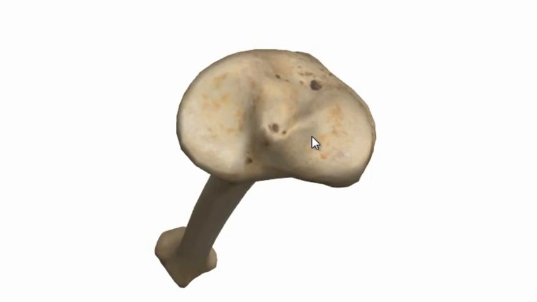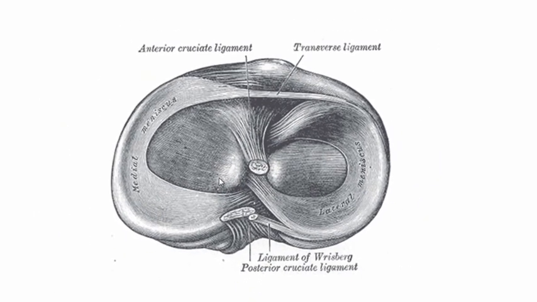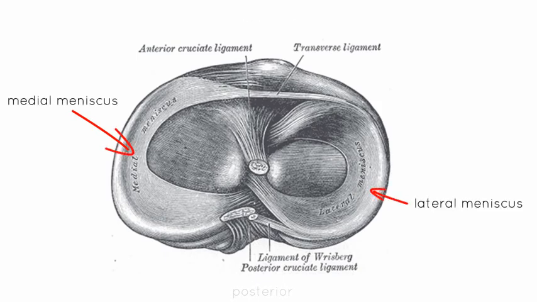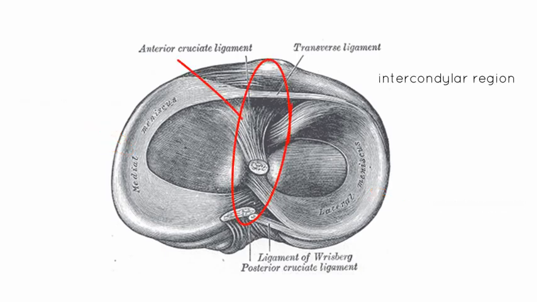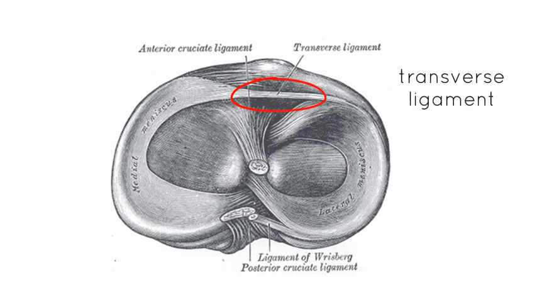I'll switch over to another diagram. We're looking at the exact same view. We're looking superiorly at the tibia, at the tibial plateau, and this is anterior up here, posterior down this side. You can see these crescent-shaped menisci. You've got a medial meniscus and a lateral meniscus, and you can see how they attach in this central intercondylar region. You've also got the anterior cruciate and posterior cruciate ligaments attaching in this intercondylar region. Anteriorly, there's a ligament which connects the two menisci. This is called the transverse ligament.